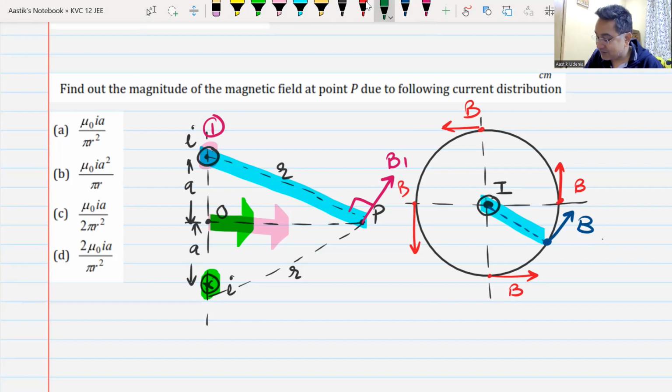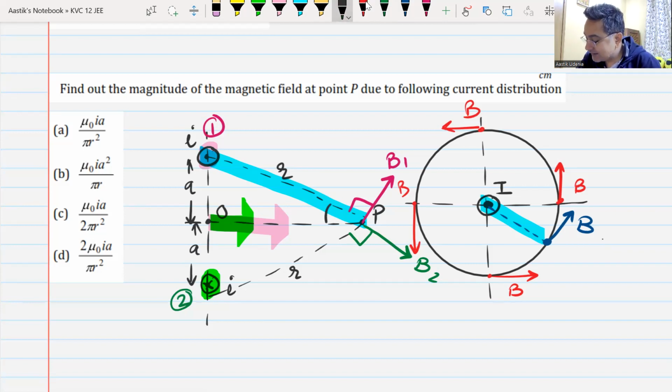Then, my dear friends, if I call this wire as wire 2, current going inside, can you tell me what will be the direction of the magnetic field created by this wire at that point? You need to take deep breaths. That will help. Will it go like this? Will it go like this? Yes or no? Yes, sir. That's your answer. Because B1 and B2 are the same, sir.